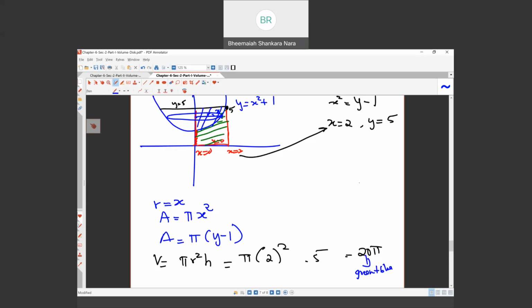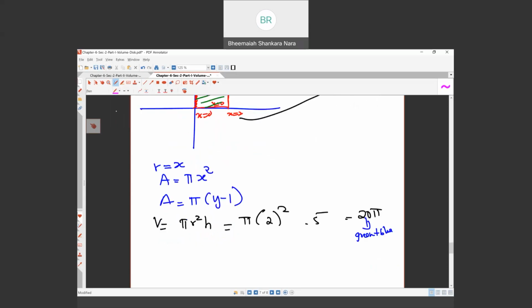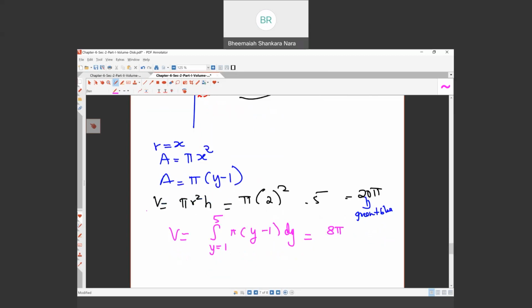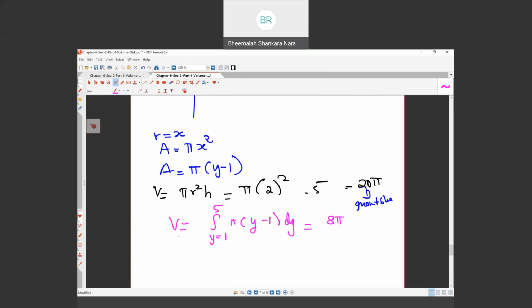Now let's calculate the volume integral. Y equal to 1 to 5, pi times y minus 1 dy. So this simplifies to 8 pi. And you can identify this as the volume of the blue region.